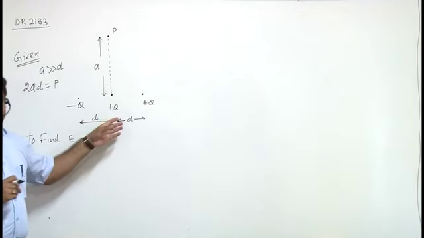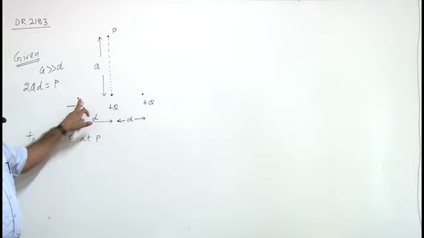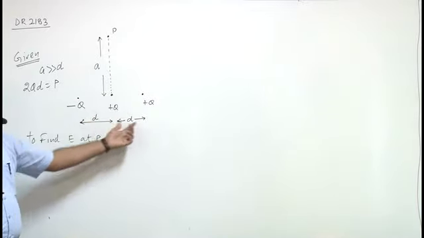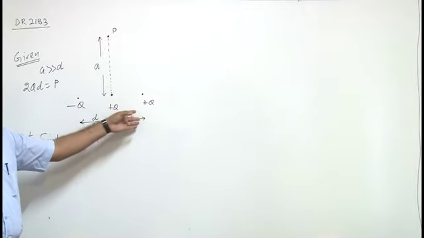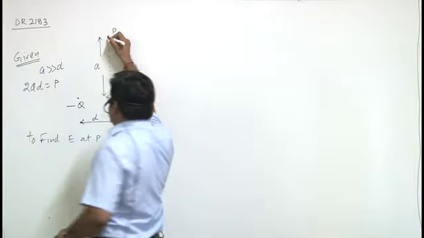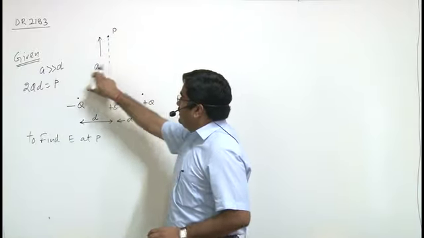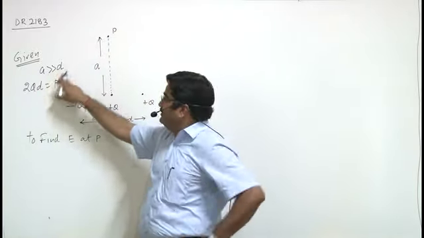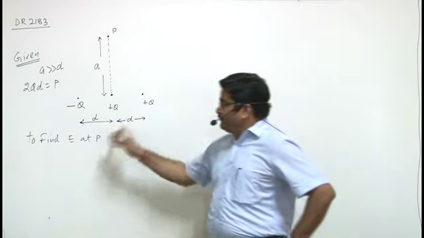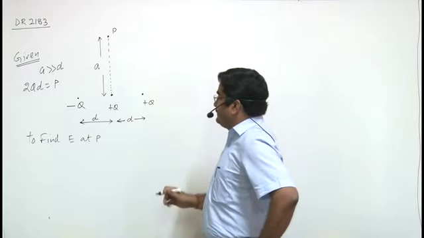So in this question, we are given that there are three charges, minus q, plus q, plus q. They are separated by distance d and d as shown in the figure. And we have to find out the electric field at this point P, whose distance is a. It is given that a is much larger than d, and it is also given that 2qd is equal to p. We have to find out the electric field at point P.